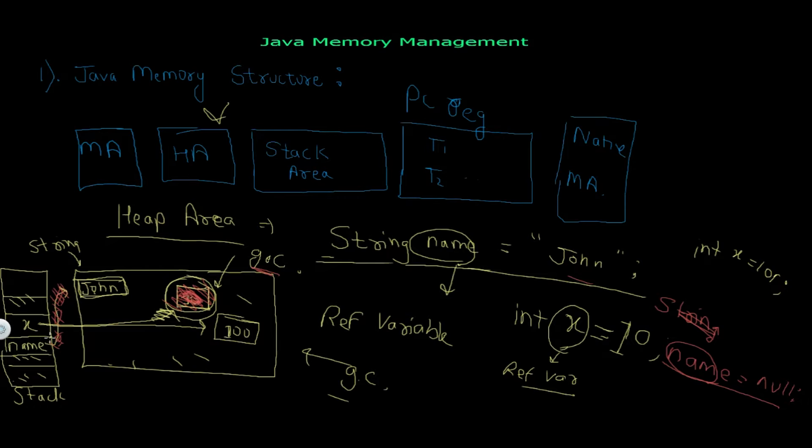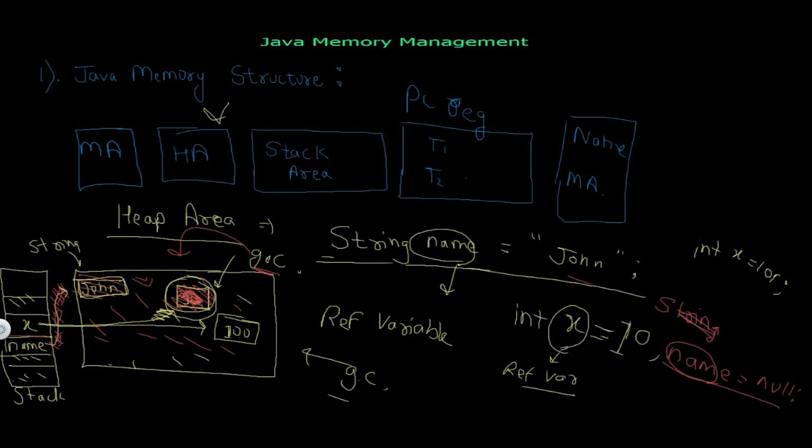So this remains in stack. This remains in heap. But this again becomes eligible for garbage collection. Now, whenever Java feels that memory is getting full, it will run the garbage collector on this heap memory again. Now it will see that nobody's pointing to John, so it will just clean this up again. So that's how the basics of Java memory management work.